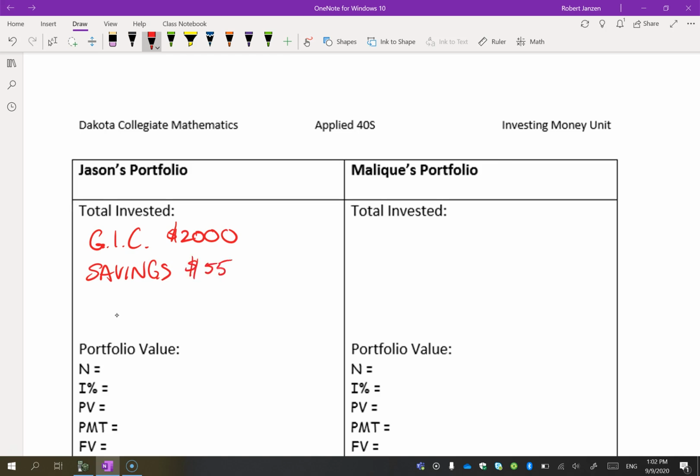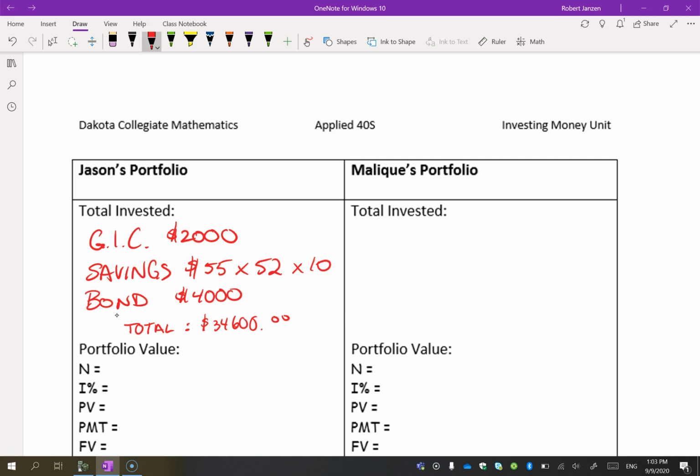He's going $55 times 52 weeks in a year for 10 years. Okay, and then he's going to have a bond, which is $4,000. If we add these three totals, the total invested is going to be $34,600. Okay, so that's a pretty substantial investment.